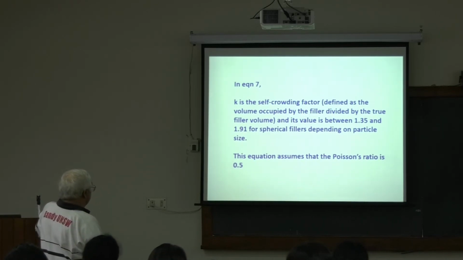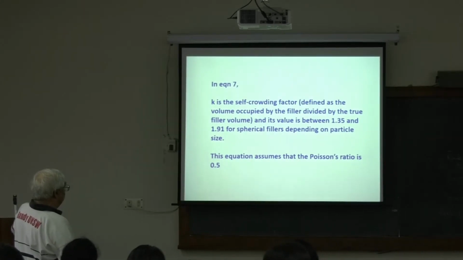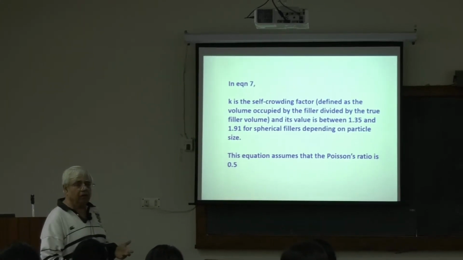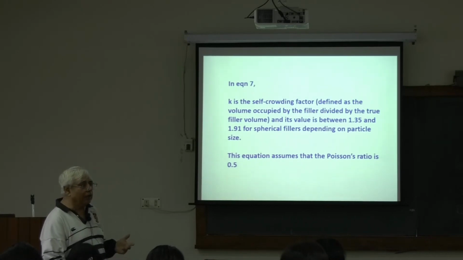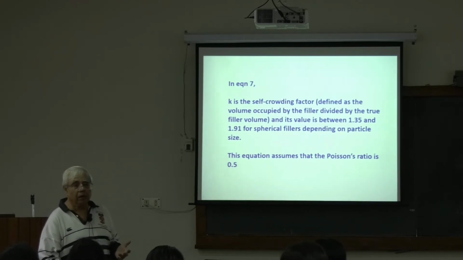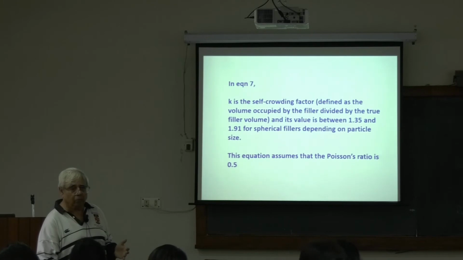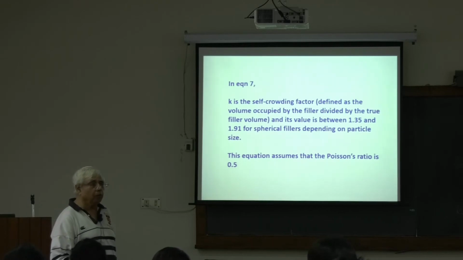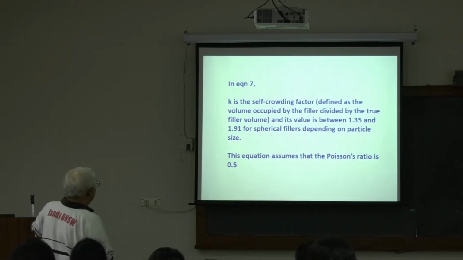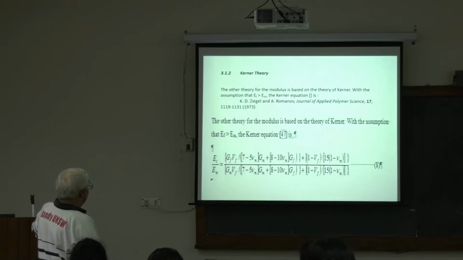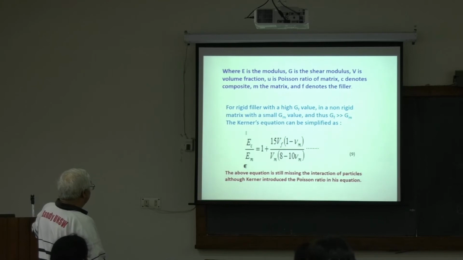So that is the self-crowding factor, and the equation assumes that Poisson's ratio is 0.5. That is normally the highest value of Poisson's ratio, except when you make a composite. If you are working with composites, Poisson's ratio can be even greater than 1. Normally, in theory, Poisson's ratio should not be more than 0.33, but it can go higher in composites. So 0.33 for monolithic materials, but in composites it can go higher. Please keep that in mind. There are also some other equations given.